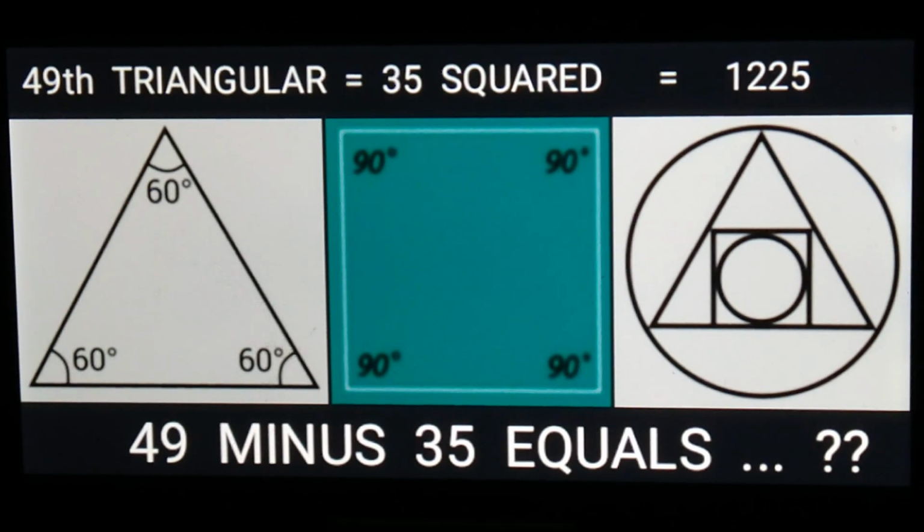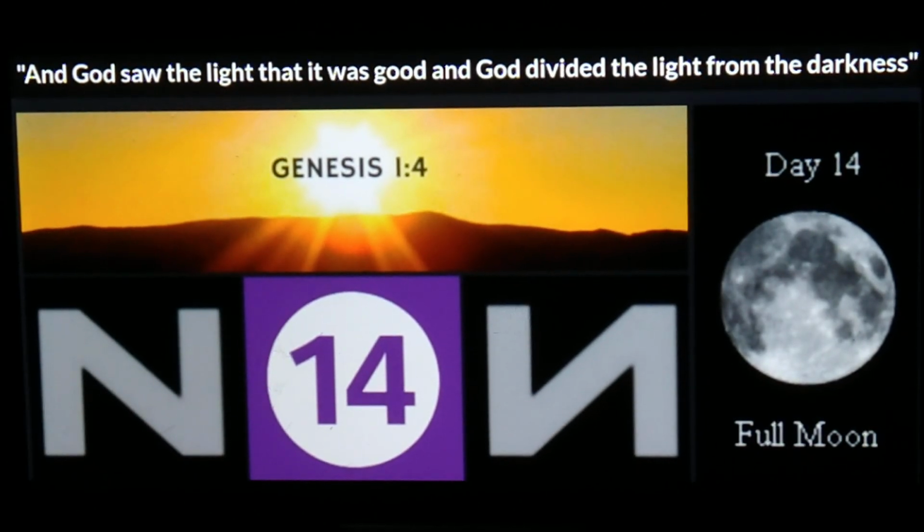Once again, a circle is 360 degrees, a square is 360 degrees, an equilateral triangle is 3 sets of 60, 360s. Christmas Day on a leap year is 1225, which is equal to the 49th triangular and 35 squared. So you see I have the square, the triangle, and the circle, circling the square. So look off to the bottom, you can see 49 minus 35. What's that equal? That's an easy one. It's 14.